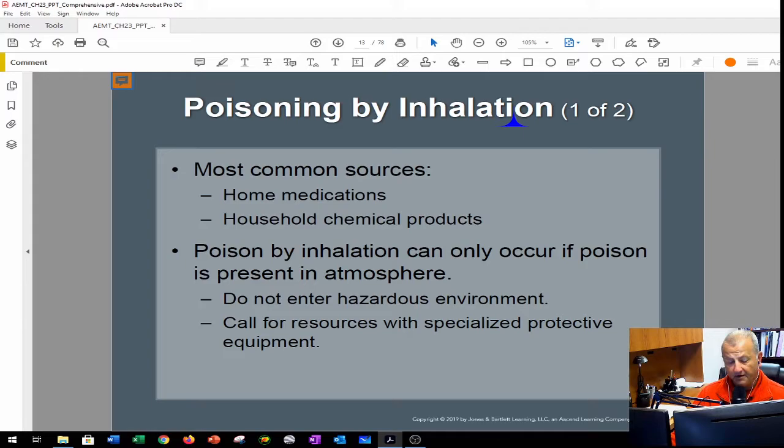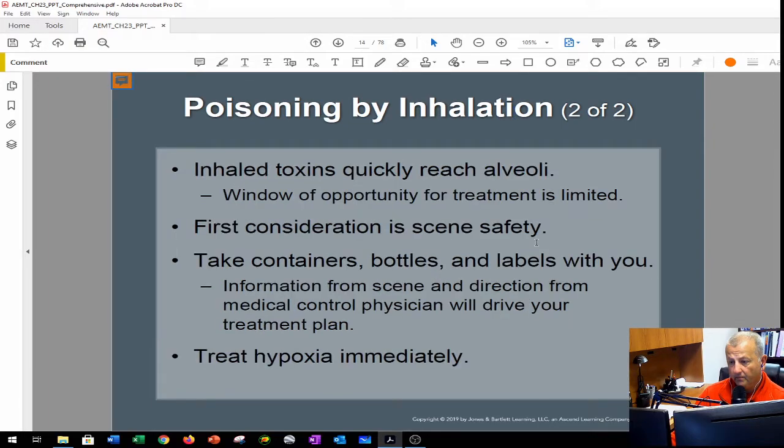On these calls, a lot of times you'll need support. You may need a hazmat team. And typically there's more than one patient on those carbon monoxide poisonings especially. Well, there's the alveoli mentioned on the slide there. Your first consideration on these calls is your safety. You do not need to be in an environment full of carbon monoxide.